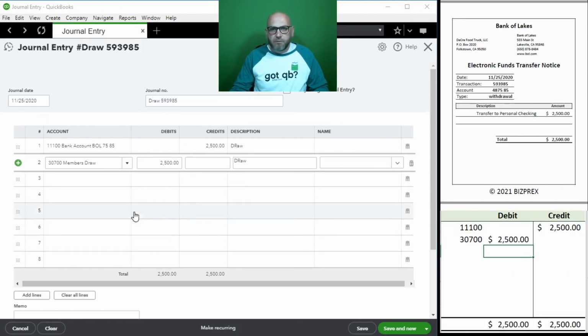Here it is, debits and credits are in balance, right? They're in balance right here. Our equity 3,700 is reduced when debited. Our bank account 11,100 is reduced when credited. We're good.